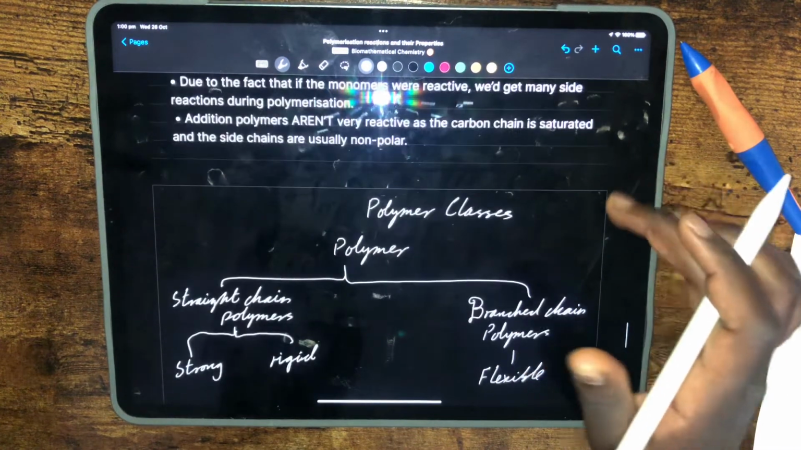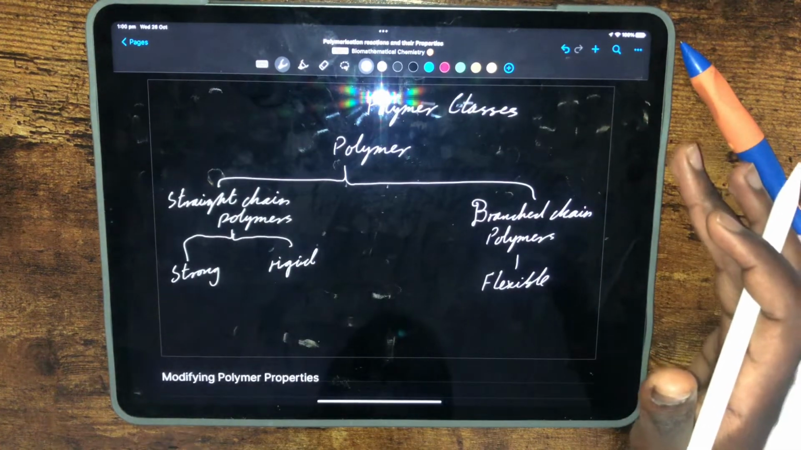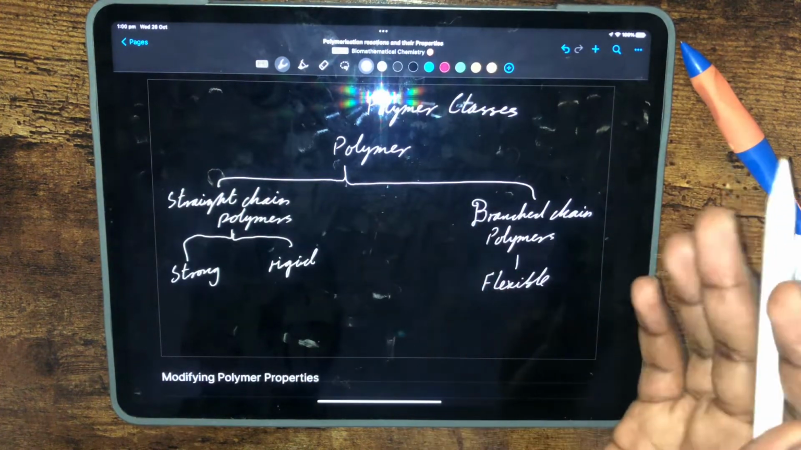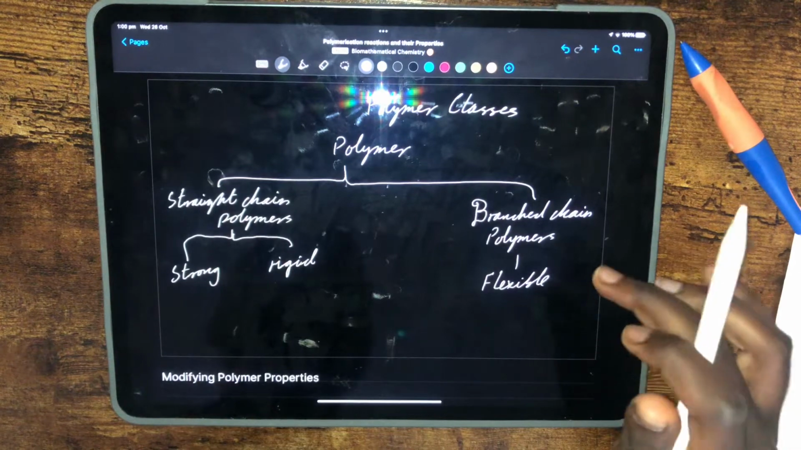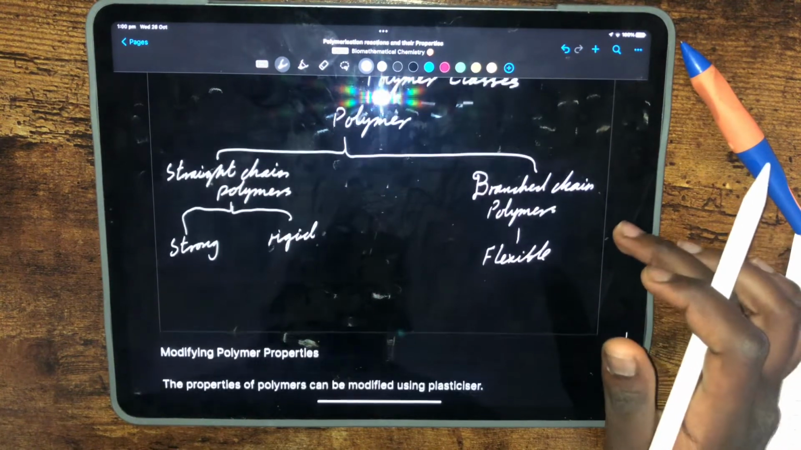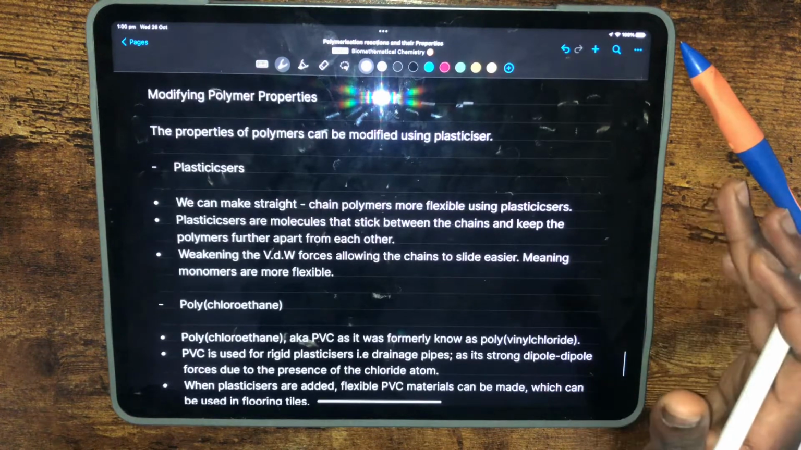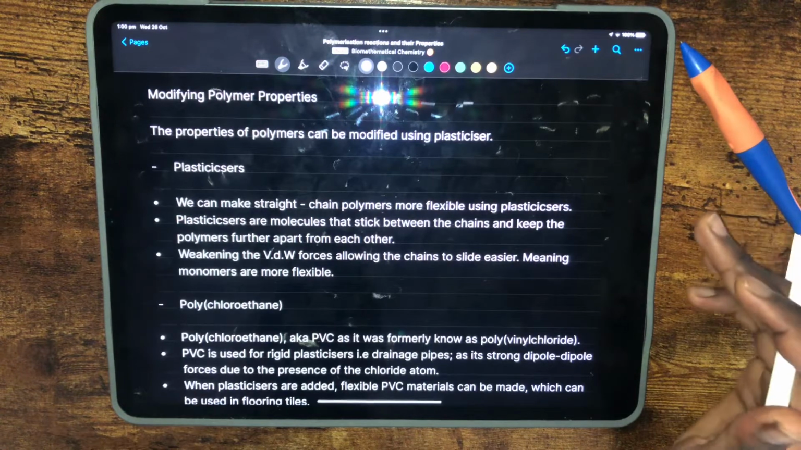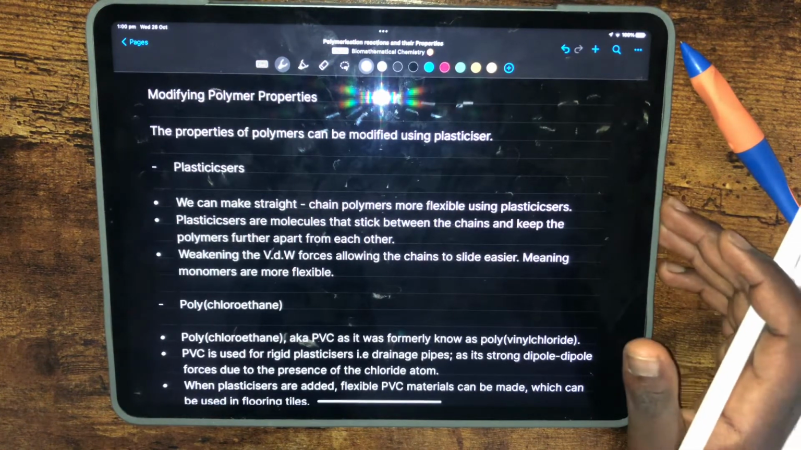And this is just here to show you all the polymer classes. Polymers can be distinguished into straight chain polymers, which are strong and rigid, or branch chain polymers, which are flexible. You can modify polymer properties. The properties of polymers can be modified using plasticizers. And what plasticizers are is that we can make straight chain polymers more flexible using plasticizers.